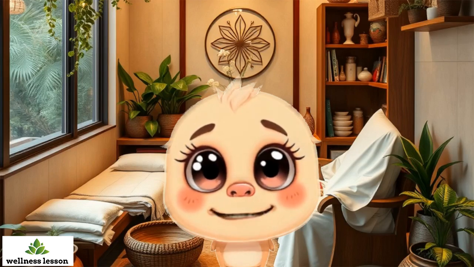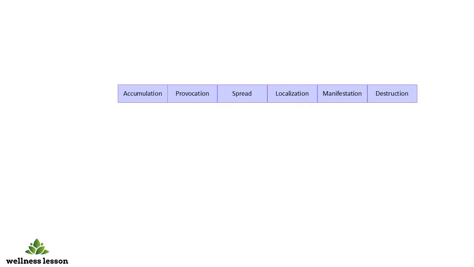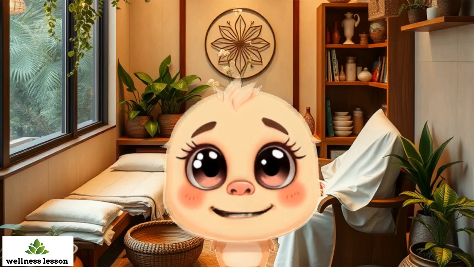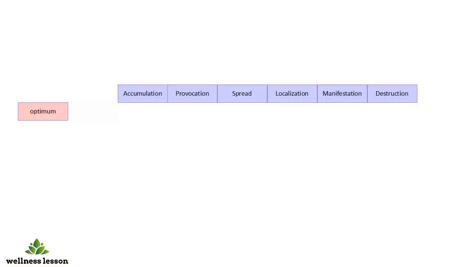Now, let's review the 6 stages of disease as a spectrum. On the far left is the optimum and wellness stage. As we progress through accumulation, provocation, spread, and localization, we reach manifestation, and finally, destruction. This sequence aligns with another spectrum discussed in modern scientific literature, which moves from optimal wellness to general wellness, into a pre-disease stage, and ultimately into the state of disease itself.